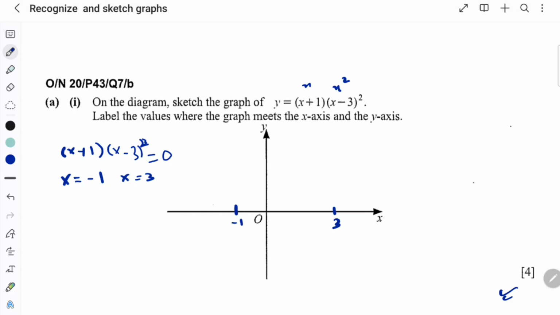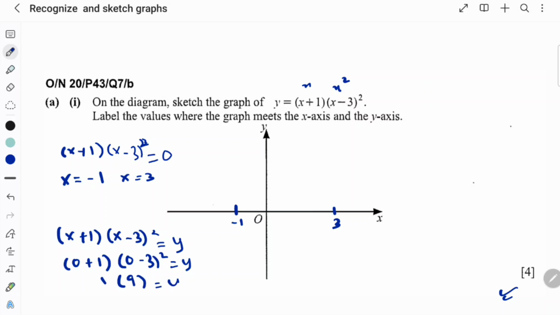Okay, and now we are going to find the y-intercept. For that, either you can expand it fully or you can easily recognize that it will be 9. But if you don't understand, then write down x equals 0 for the y-intercept. No need to expand it. So (0 plus 1) and (0 minus 3) whole squared equals y. 1 into 9 is y, and y equals 9. So we can put y equals 9.